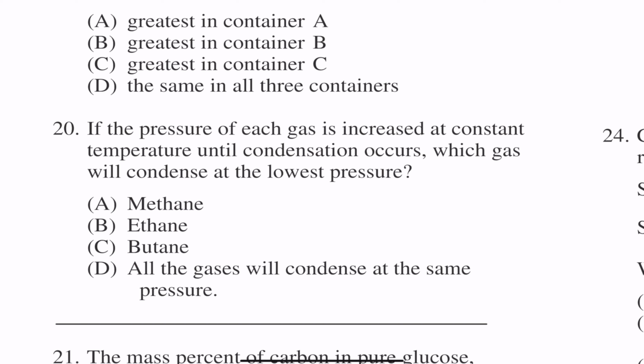Well, if you think about the structures, though, butane has the longest carbon chain, so it's got the most LDFs compared to the other two. So if you think about constantly increasing that pressure until something starts to condense, just think about the very idea of condensation, right? Like, what is condensation? That is basically gas becoming liquid. Well, in other words, the molecules are right now spread apart, but now they come together to form liquid.